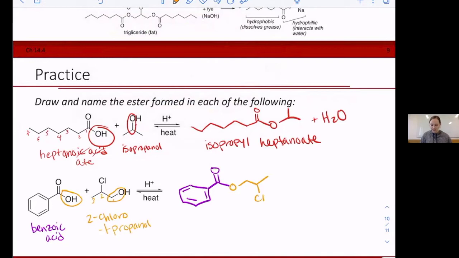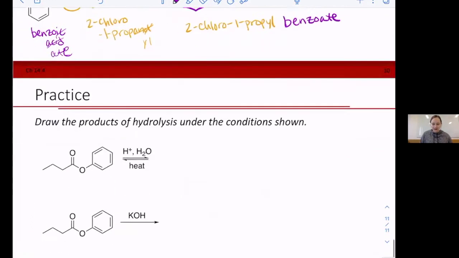This is a pretty tricky one, guys, because there's a lot of weird parts. It's not just straight carbon chains. But let's try and name it. The first part of the name comes from the alcohol, and then we eliminate ANOL and add YL instead. So the beginning of this name is going to be 2-chloro-1-propyl, and then we continue with the carboxylic acid portion in the carboxylate form, so we put ATE at the end. The end is going to be benzoate. 2-chloro-1-propyl benzoate is the final answer. That is a mouthful.